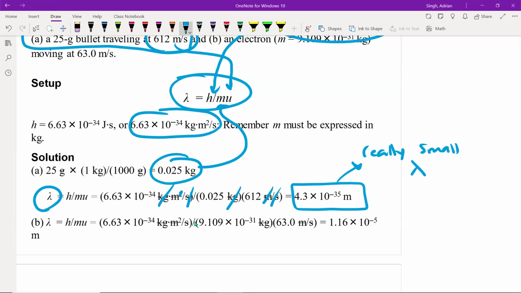And that should make sense. If you think about a bullet, it's fairly small to begin with, but it's actually really big compared to something like an electron, whose wavelength is a lot longer. 10 to the negative 5 versus 10 to the negative 35. That's a 10 to the 35 difference between the wavelength of the bullet and the wavelength of an electron. So because the wavelength is so small, you cannot see this with your eyes. So not observable.